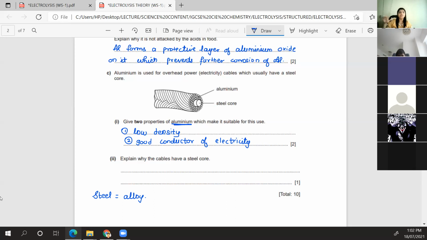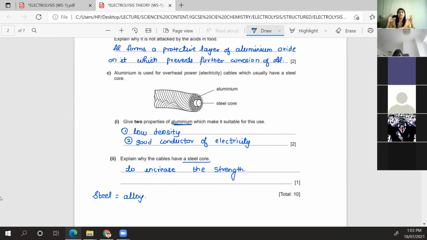So the highest jewelry is of 22 karat, which means 22 parts will be gold and 2 parts can be some different element like it can be copper, silver, maybe germanium or anything. So the reason is because pure metal is very, very soft. So when we convert it into alloys, it is always to strengthen the property. So over here, explain why the cables have a steel core. Steel is an alloy. So it is to increase the strength.